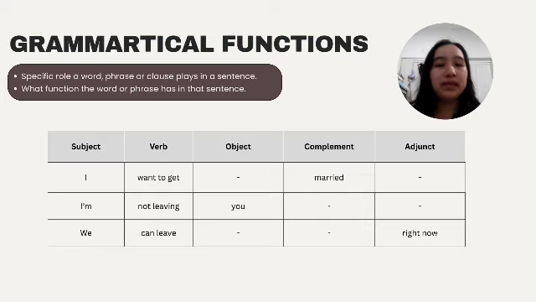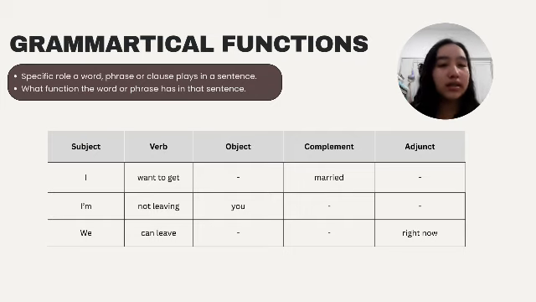Moving on to the grammatical functions. A grammatical function is the specific role that a word, phrase, or clause plays in a sentence, and it determines what the function of the word or phrase has in that sentence. Some examples you can see here are subject, verb, object, complement, and adjunct that we can find in the transcript.